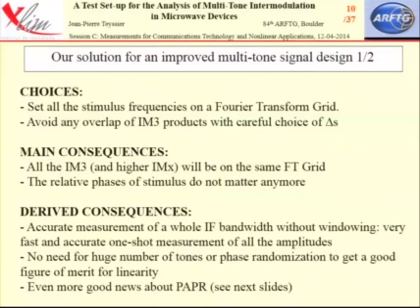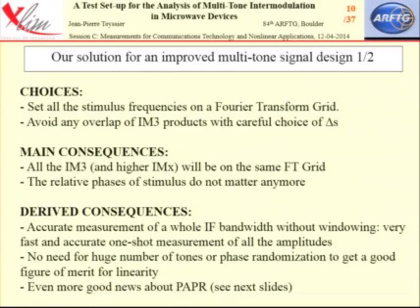And these are the 2 choices we have made, and I will go into details later. First, let's set all the frequencies on a Fourier transform grid. It will help a lot for measurements, because we will run Fourier-based receivers. That's very common now with new spectrum analyzers or some other instruments like LSNA or some NVNAs. So having all the tones on the Fourier transform grid will be very convenient.